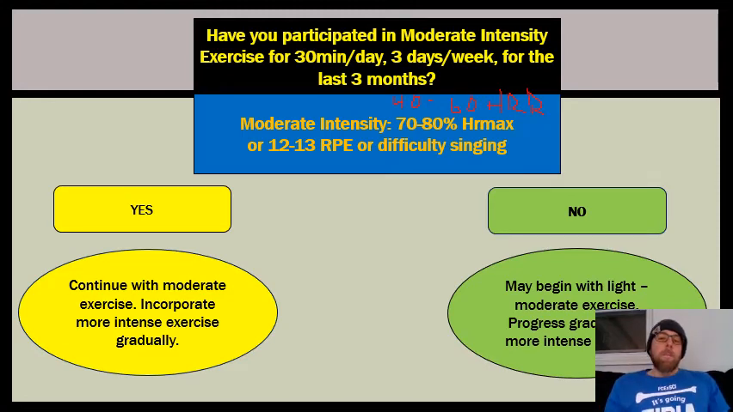So remember, moderate intensity, right? And then are they doing this moderate intensity for 30 minutes a day, 3 days a week, for the last 3 months currently? Yes or no? All right, so yes, they can continue with moderate exercise and incorporate more intense exercise gradually, or no, they may begin with light to moderate exercise, progress gradually to more intense exercise.